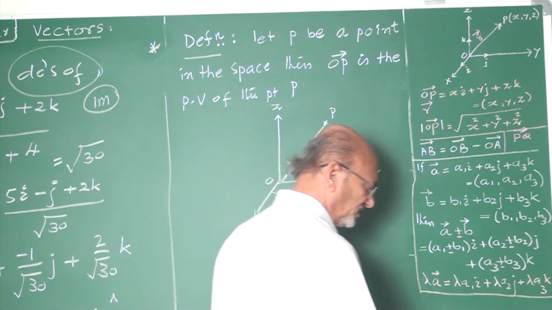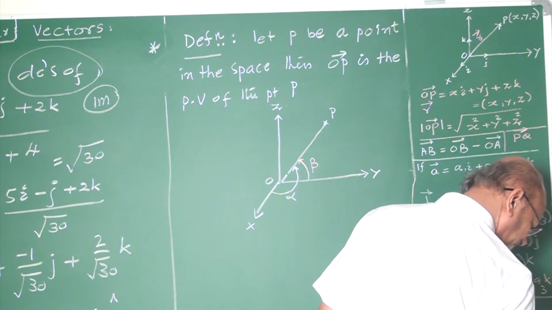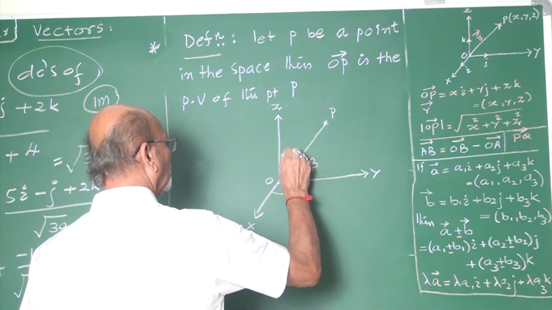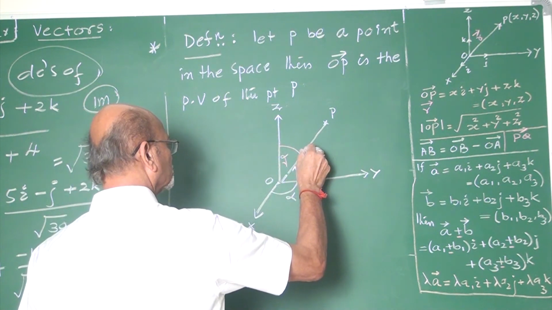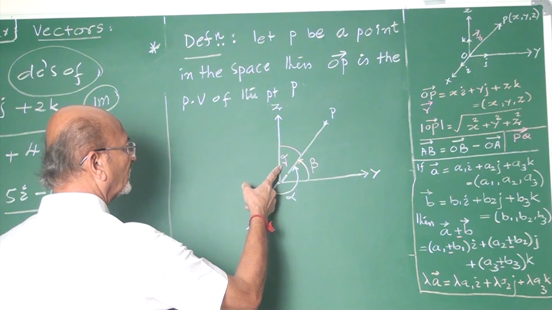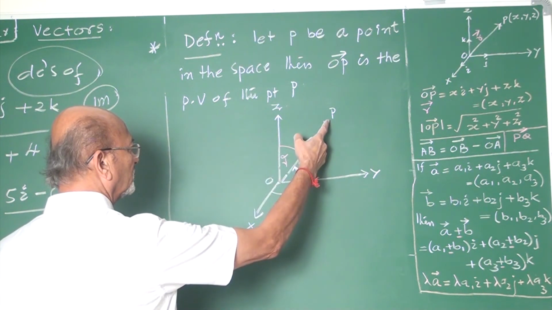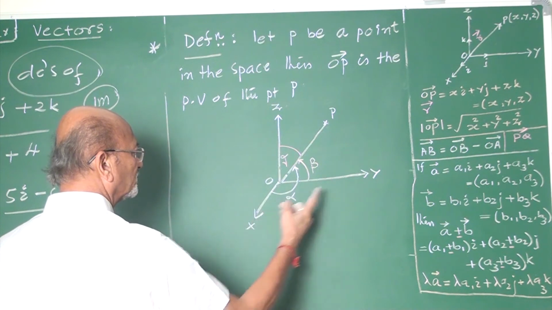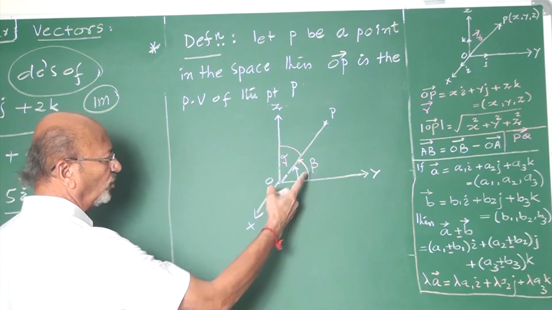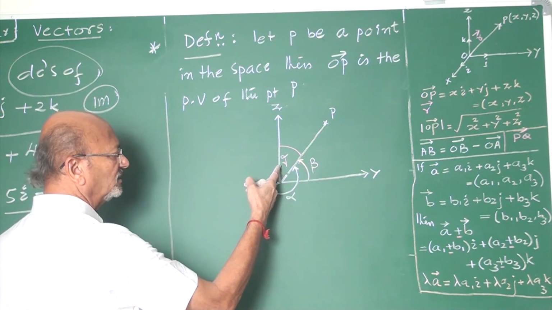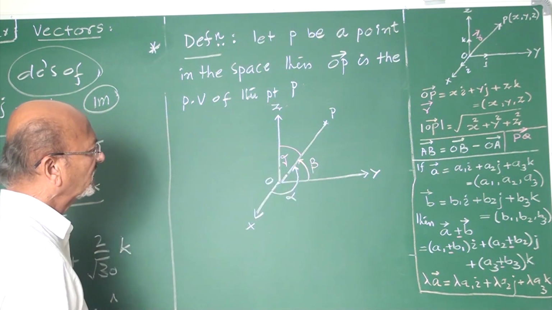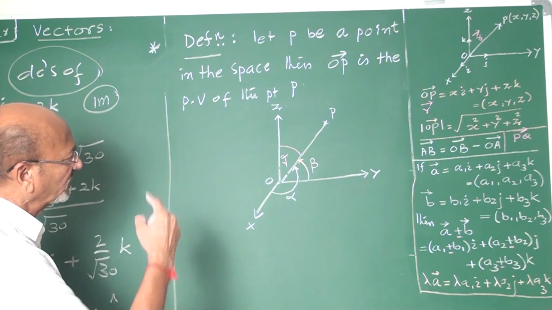Then one more is there, this is gamma. So if alpha, beta, gamma are the angles made by the vector OP with OX, OY, OZ, then cos of the angle alpha, cos of the angle beta, cos of the angle gamma, namely cos alpha, cos beta, cos gamma, are known as direction cosines of the vector OP.